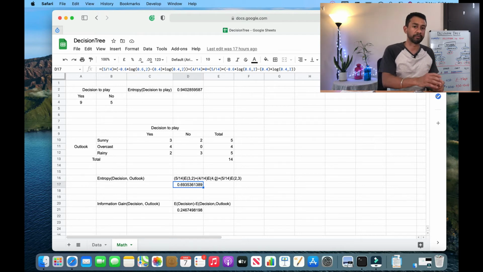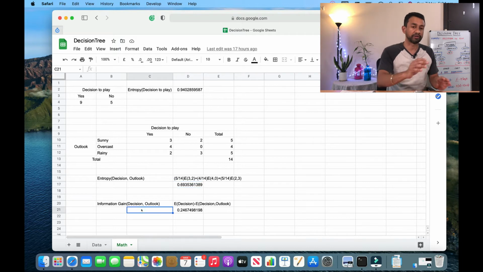So in that case, what happens is the middle part, which is this one that you see here, E of 4, 0, this particular portion becomes 0. So plus we have the final portion, which is 5 by 14 E of 2, 3. So E of 2, 3 will be same as E of 3, 2. It's just the sequence would change. So if we solve this particular equation, if you substitute the value here on the top, the value would come to be 0.6935 and so on.